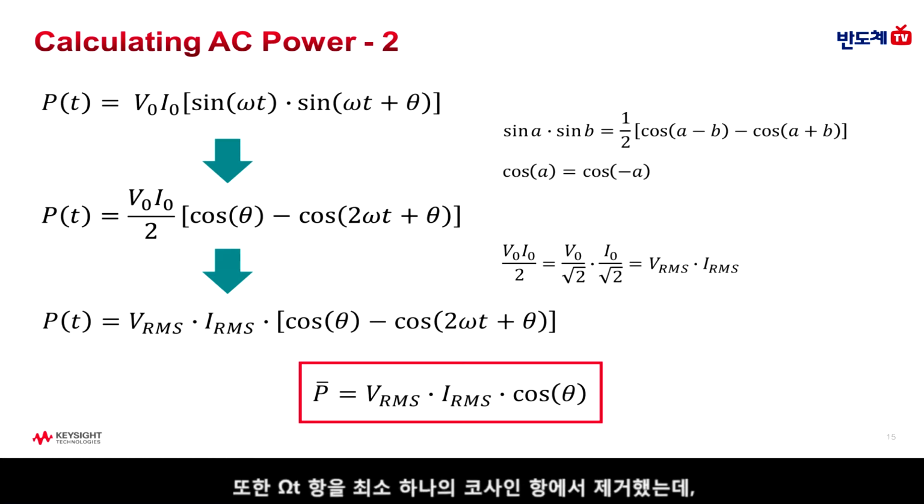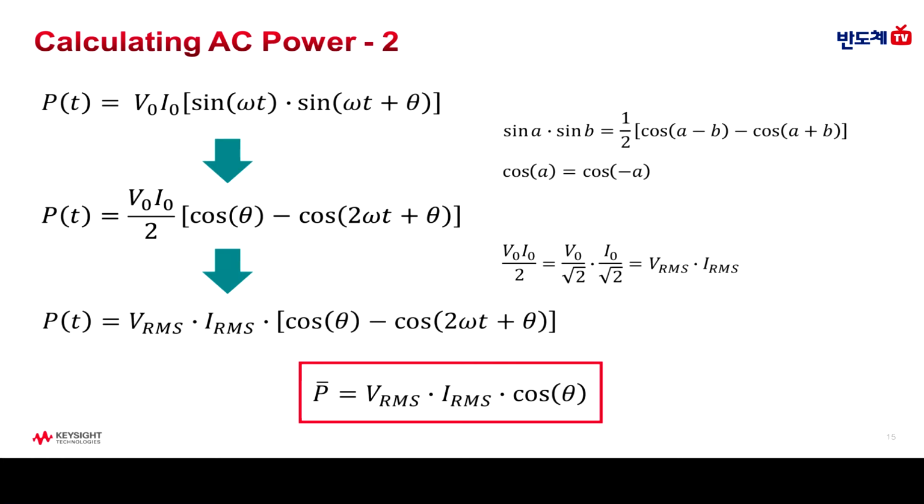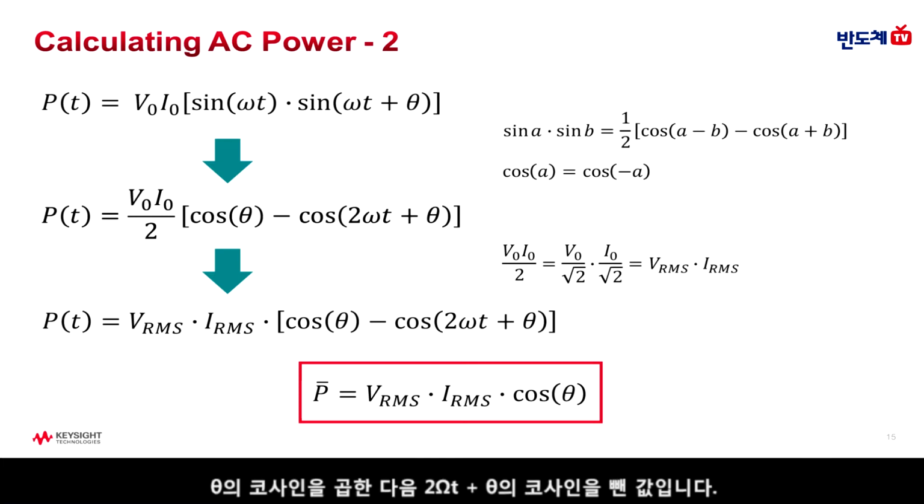And notice also I've eliminated the omega t term from at least one of those terms in the cosine, which is important. I'll show you in a second. In any case, I do also know that I have my equations for RMS values, which is V0 over the square root of 2, I0 over the square root of 2. And that allows me to rewrite this equation again as the instantaneous power is the product of the two RMS values times the cosine of theta minus the cosine of 2 omega t plus theta.